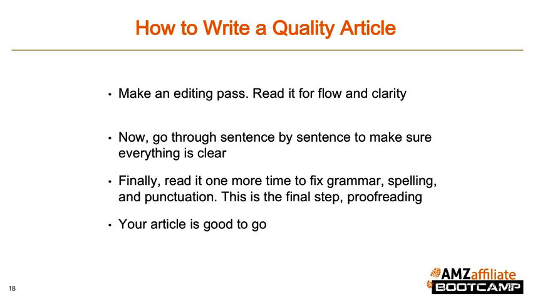Now, go through it sentence by sentence to make sure everything is super clear. This is called a line edit and it's the second to last step. Finally, read it one more time to fix grammar, spelling, and punctuation. This is the final step called proof editing. We'll cover it in full later in this module in Lesson 11. At this point, your article is good to go.